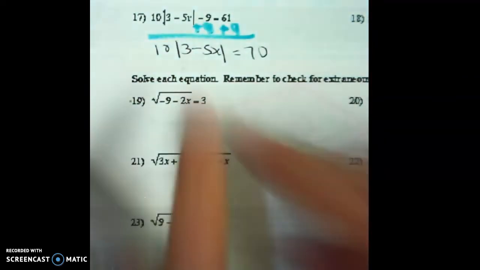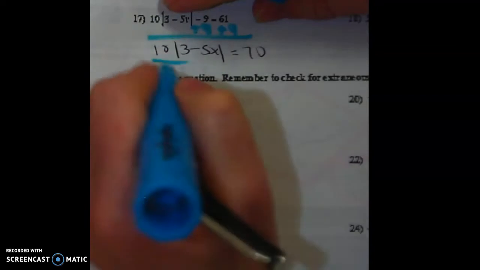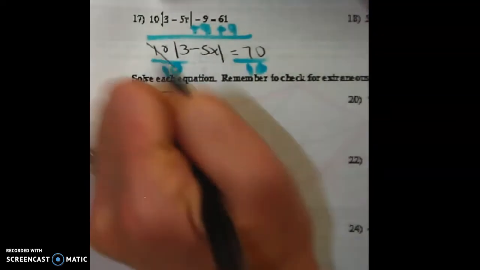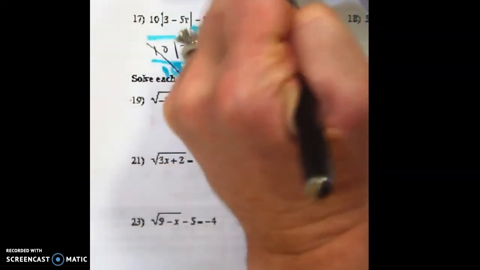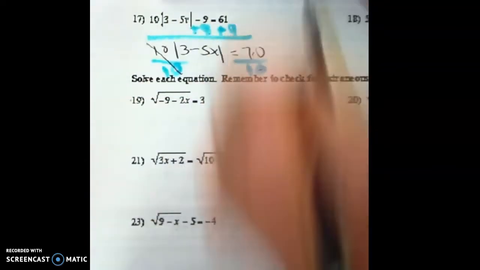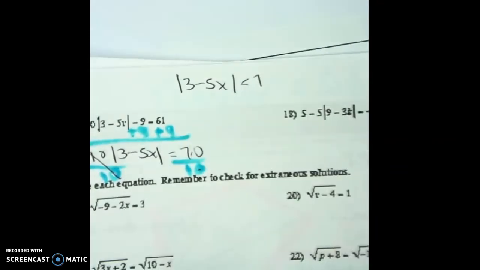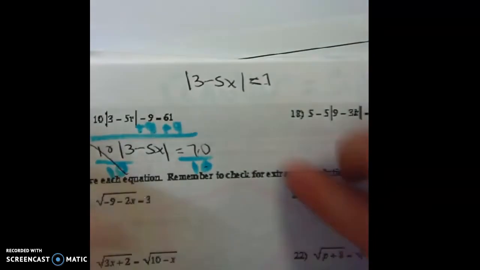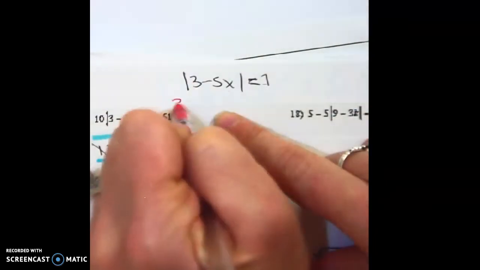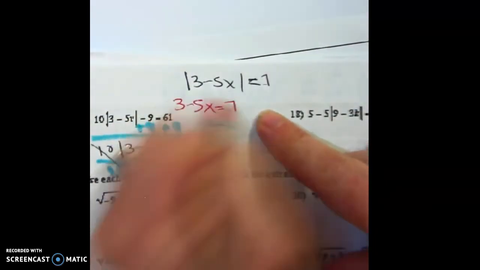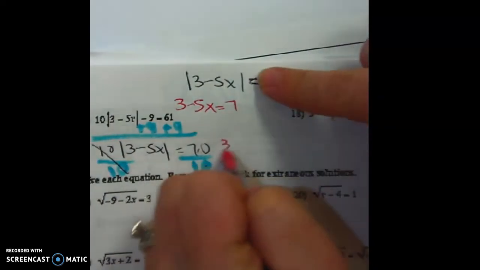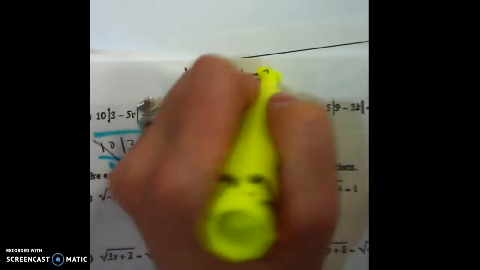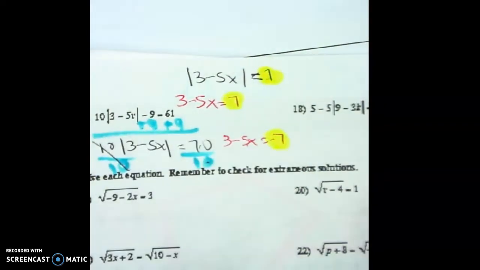Can't drop the bars yet because I still got that 10. So I got to divide by 10, divide by 10. Now I'm left with the absolute value of 3 minus 5x equals 7. Sorry, you can't see that. Now that I just have the bars equals, now I can drop the bars and make another one, but make it negative. So keep it, make the other one negative.